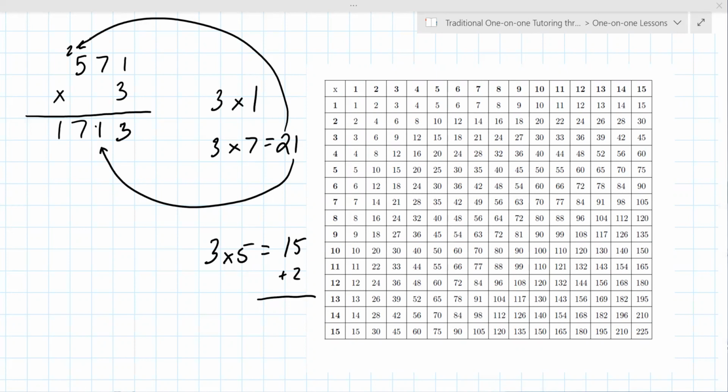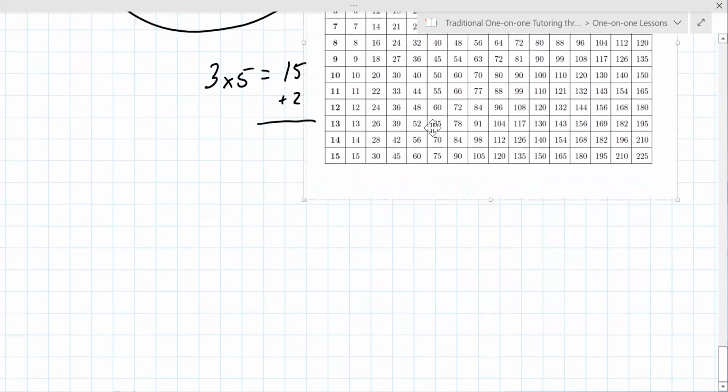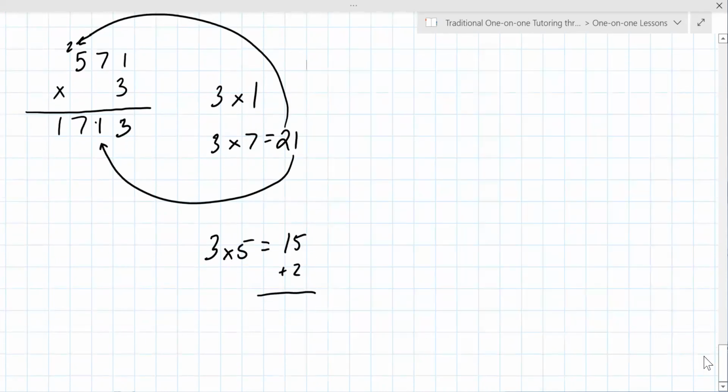Okay. Any questions on that? Okay, let's try another one now. Are you writing these examples down? Yeah. Okay. So let's try another one here.